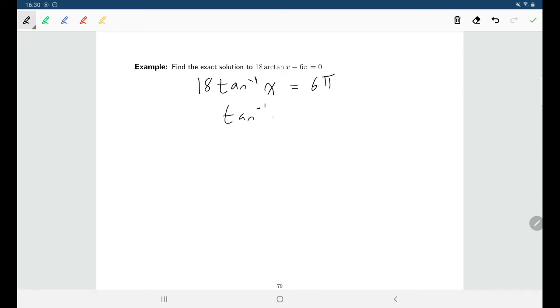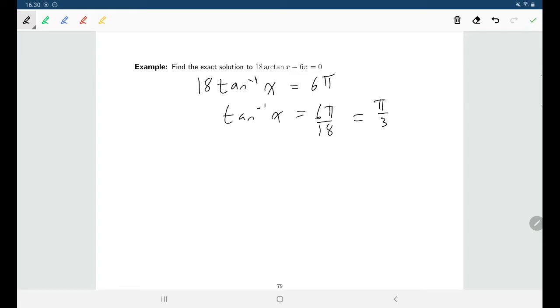Divide both sides by 18. I'd have 6 pi over 18, which is the same thing as pi over 3. And now we're pretty much good to go, because we know that pi over 3 is in the output. It is in the range of tangent inverse.